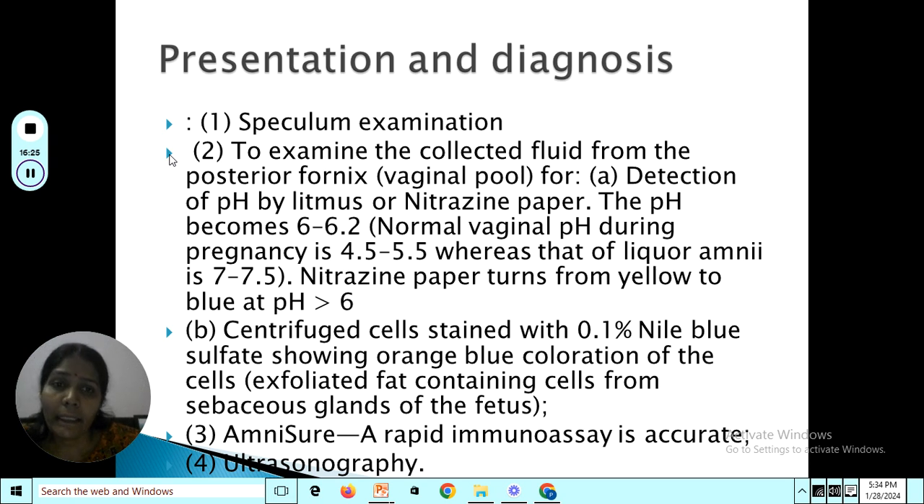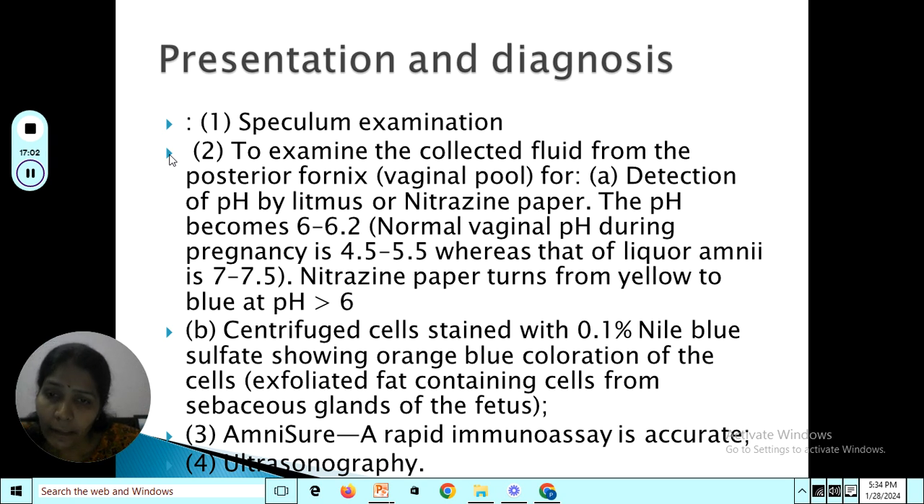And we examine the fluid collected from the posterior fornix with the speculum, for detection of pH by litmus or nitrazine paper. Normally the vaginal pH during pregnancy is acidic, that is 4.5 to 5.5, but with amniotic fluid it is 7 to 7.5, so the pH becomes 6 to 6.2. Because the pH has become more than 6, the nitrazine paper turns from yellow to blue. So this is the nitrazine paper test for detection of liquor in the vagina.